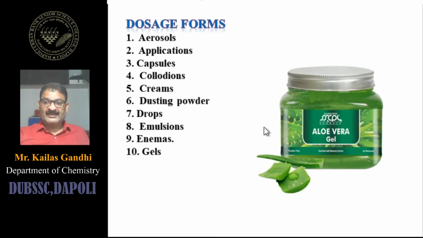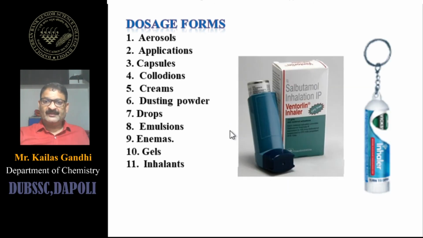Next one is the gels. There is a slight difference between the gel and creams, and I think we are familiar with the cream and gels. Okay. Next one is the inhalants. In inhalants we see Vicks, then salbutamol. Okay. So these are inhalers. So these are the dosage form which is nothing but the inhalants.